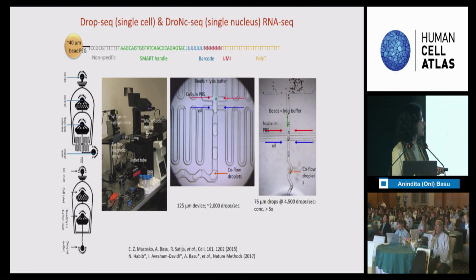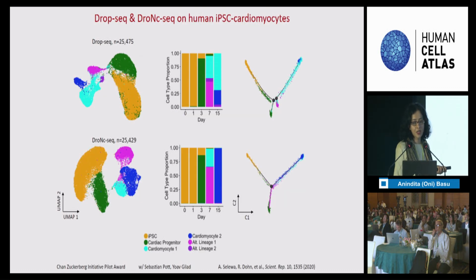One is based on single cells, and one is based on single nuclei. They are very interchangeable, and we tune them as required in the lab. So the first thing that we did when I started my lab was to compare single cell and single nuclei RNA sequencing.